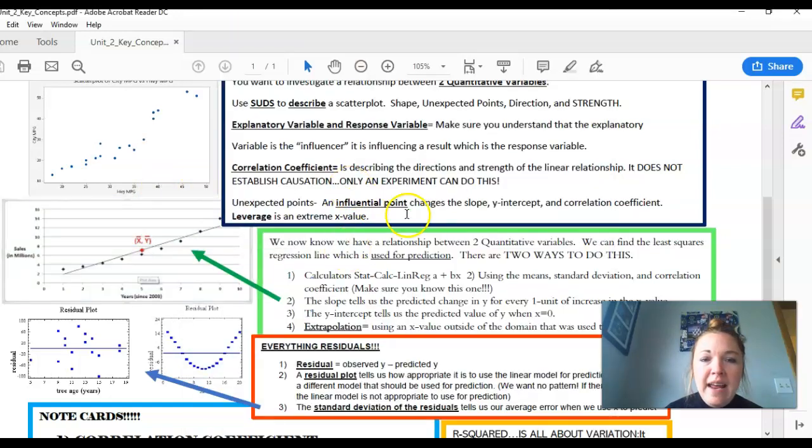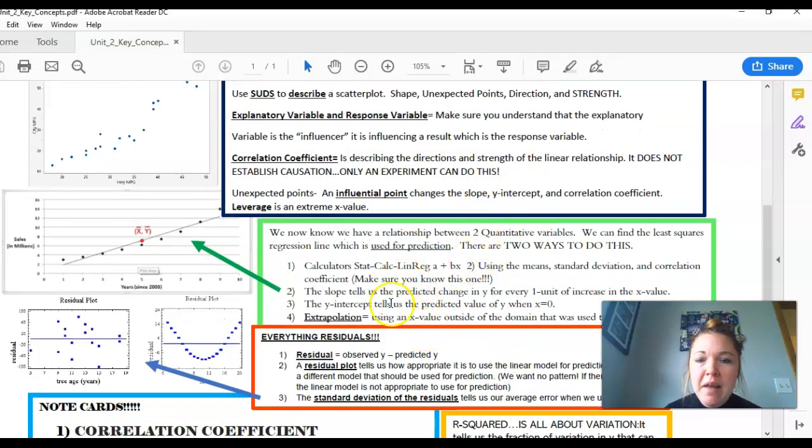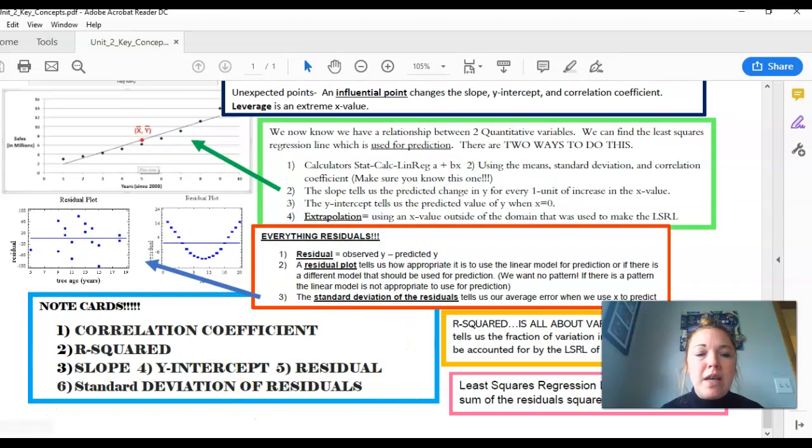All right, next, let's keep talking. The slope tells us the predicted change in Y for every 1 unit of increase in the X value. You need to make note cards for these things, you guys, and I have a little note card section over here. And tomorrow in your note cards with Opal, I will have these on there to practice. The Y-intercept tells you the predicted value of Y when X is equal to 0.